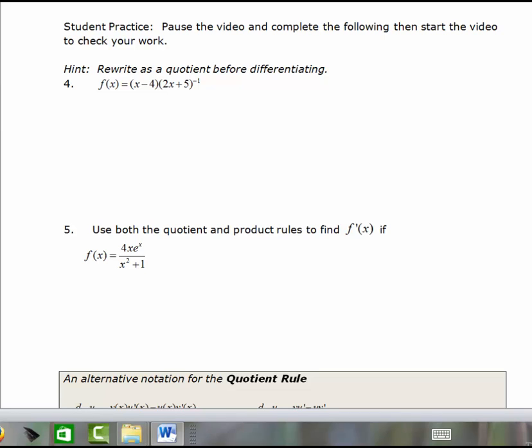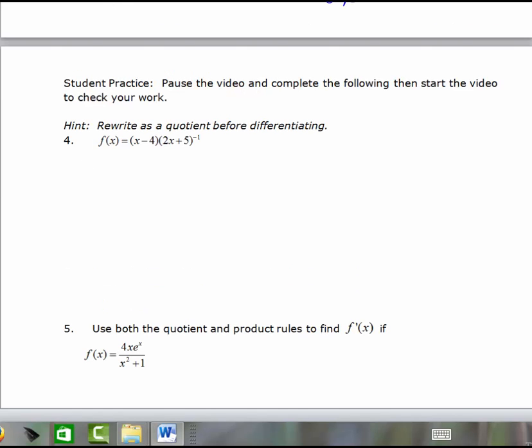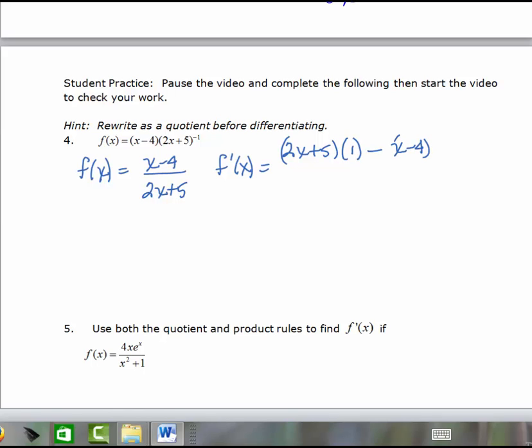I'd like you to pause the video, really try it on your own, and then start the video again to check your work. Alright, for number 4, I'm going to first rewrite this as a quotient. So we've got x minus 4 over 2x plus 5. So f prime of x is going to equal the bottom times derivative of the top minus the top times derivative of the bottom, all over the bottom squared.